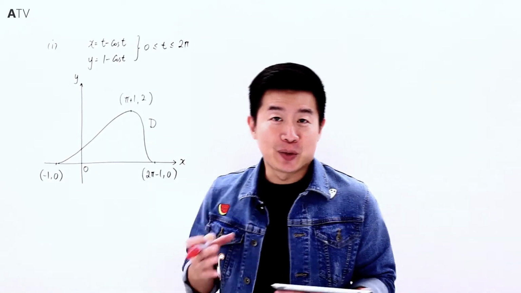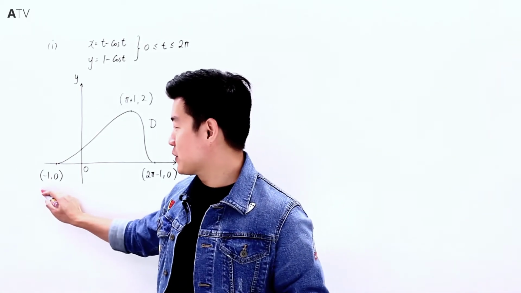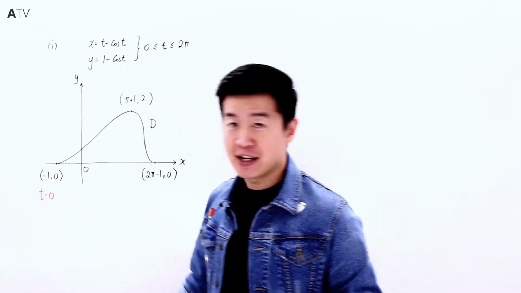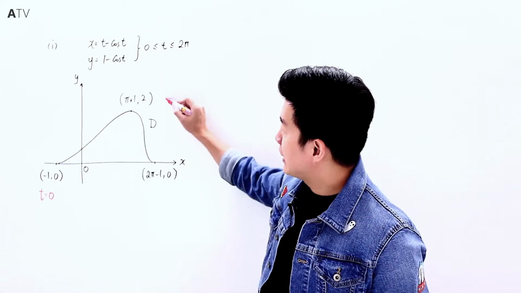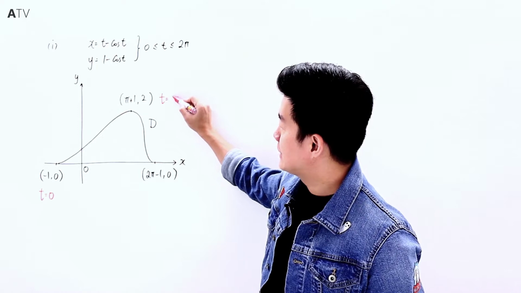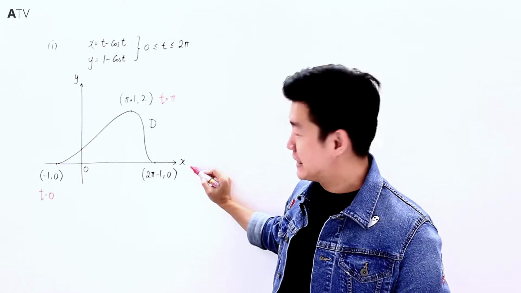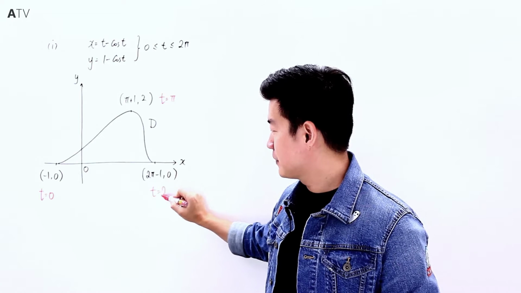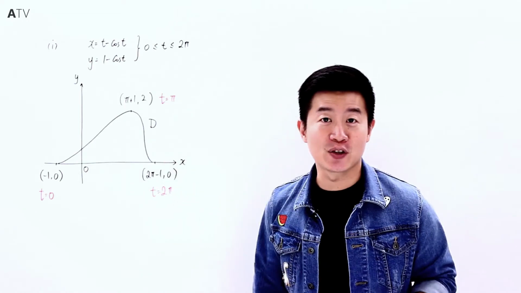According to our analysis from the previous part of the question, when t is equal to 0, it is at this point over here. When t is equal to pi, it is this maximum point over here. And when t is equal to 2 pi, it is these coordinates over here.